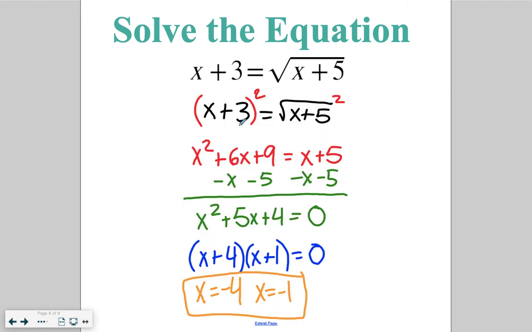Squaring both sides, we're going to end up with x squared plus 6x plus 9 equals x plus 5. Move those two values over to the other side to get it equal to 0. The things that multiply to 4 that add up to 5 from your options of 1 and 4 and 2 and 2, you pick out 1 and 4. And then when you solve, you end up with negative 4 and negative 1.